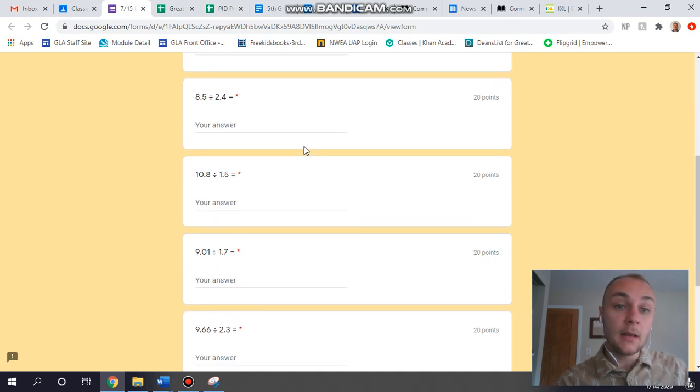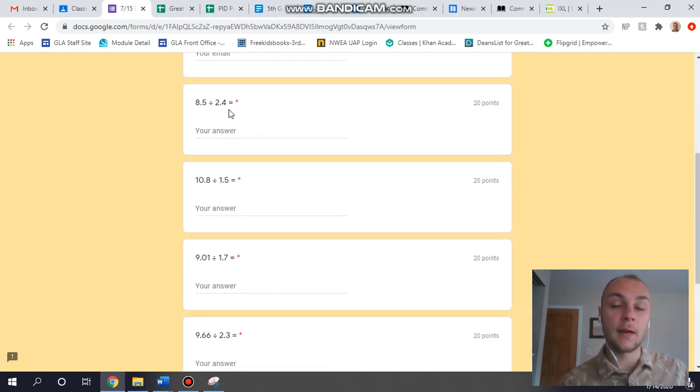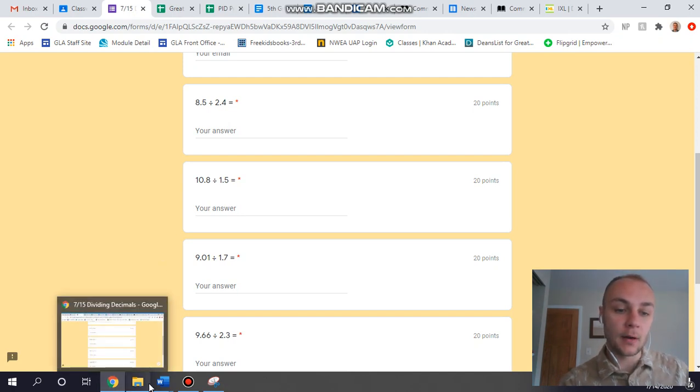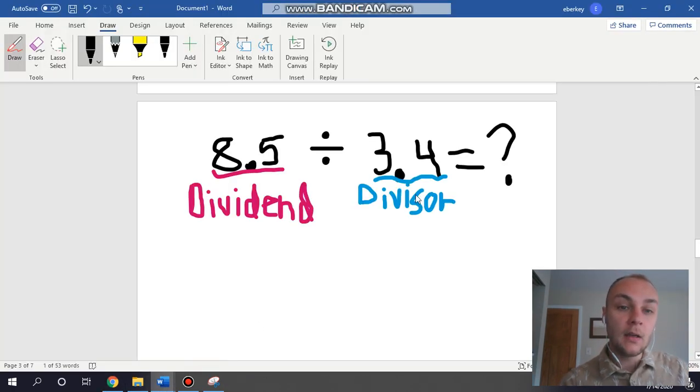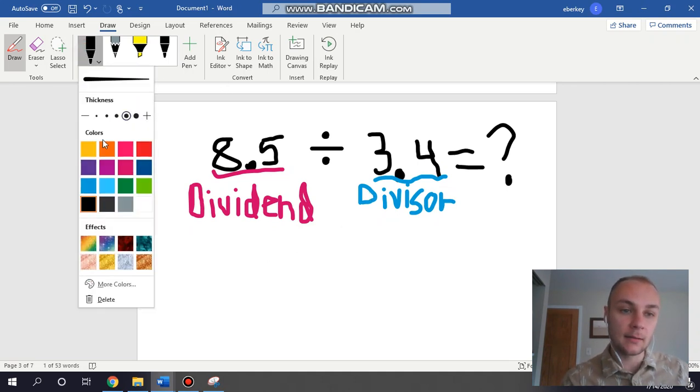Here we go. The first one is 8.5 divided by 2.4. Now, I'm going to show you my piece of paper and how I'm going to set it up. Please set it up this same way. I'm going to talk about what these numbers represent. Our dividend is the first number that comes up in a division problem. The dividend always goes inside the house. The divisor is what goes outside of the house. When I say the house, I mean this.